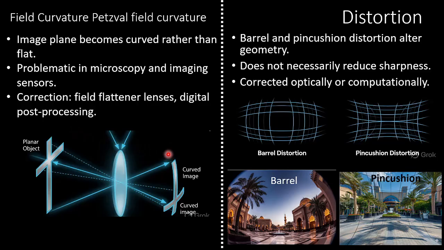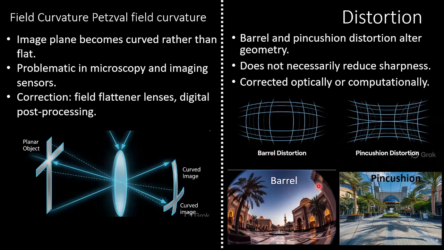Next, we'll learn about distortion. Unlike previous aberrations, distortion doesn't necessarily blur the image. Instead, it changes geometry. Straight lines become curved. There are two types of distortion. One is barrel distortion and another is pincushion distortion.